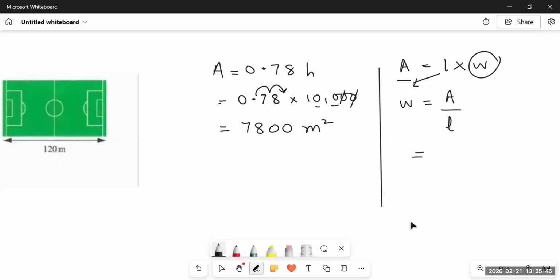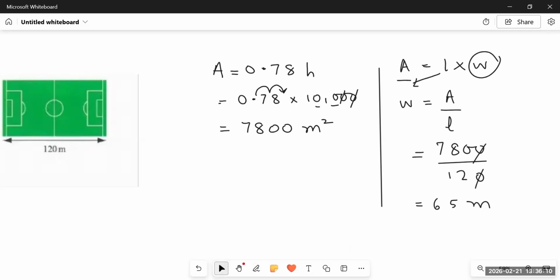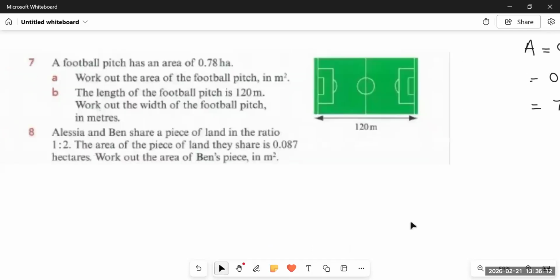So we will simply divide 7,800 meters square by 120 meters and we will get the answer. When we divide 780 by 12, it gives us 65 meters. And you can even check it. Upon multiplying 65 with 120, you will get this answer back, which is 7,800. It means the width of the pitch is 65 meters.